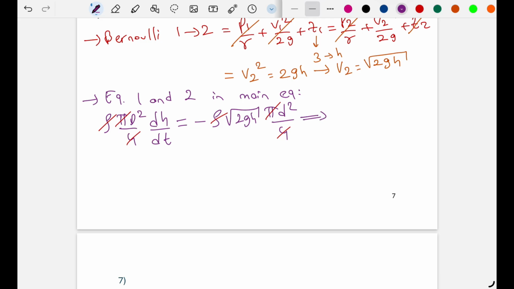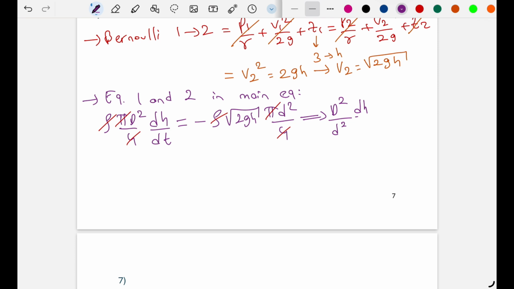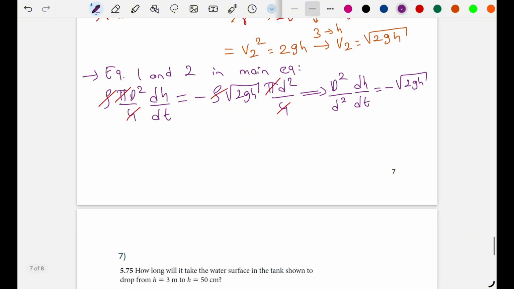And from this equation, we are going to get capital D square over small d square. So we just move these here. dh over dt is equal to minus square root of 2gh. And let's continue with that.